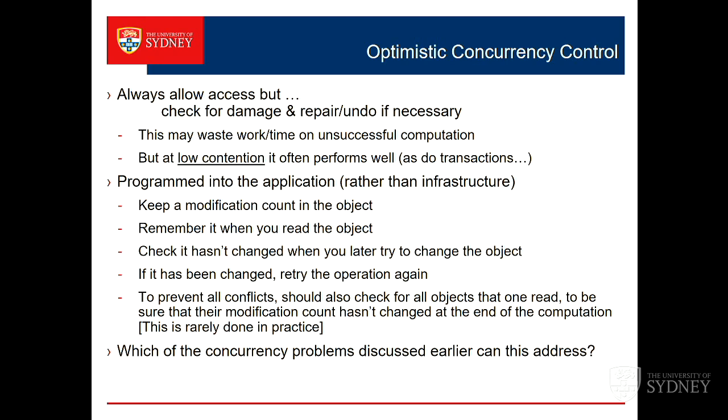So I have some type of magic monotonically increasing integer or a timestamp or something, and I simply fetch it and then check it again before I update it. But it has to be all done in application code. And theoretically, if I'm accessing a whole lot of objects, then I'm updating them all, I should check all of them, etc. It can get complicated. And an exercise for you out of the class: which of those concurrency problems we talked about earlier would this actually address?